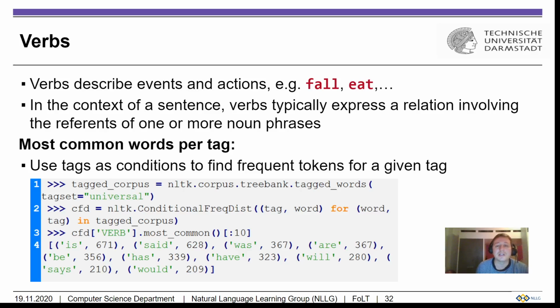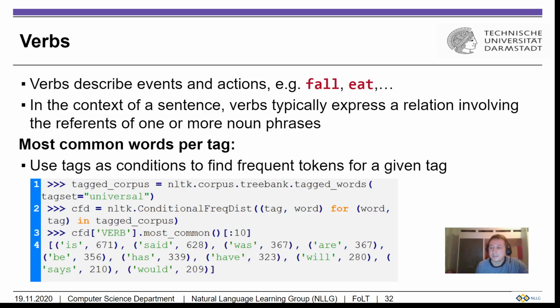About verbs: verbs describe events or actions, such as fall, eat, etc. In the context of a sentence, verbs typically express a relation that involves the reference of one or more noun phrases. So you would say the cat is eating fish. You have two referents, namely the cat and fish, and they are given as noun phrases. They consist of nouns and the surrounding material of nouns. So that's what we call a noun phrase.